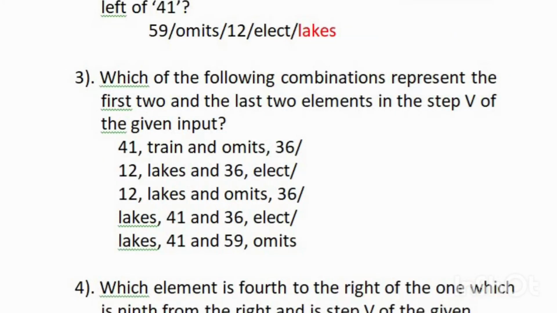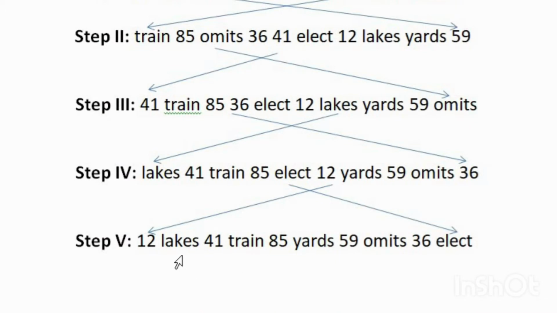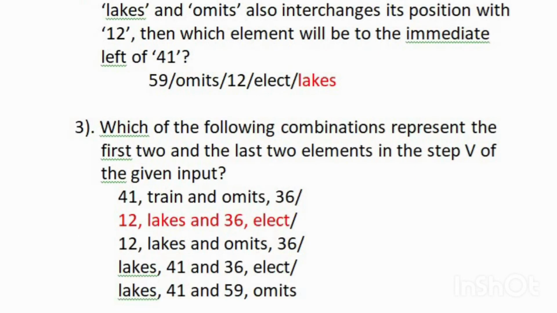Which of the following combinations represent the first 2 and the last 2 elements in step 5 of the given input? That is, in the last step, final step, step number 5, which are the first 2 and the last 2 elements? The first 2 elements are 12 and lakes, and the last 2 elements are 36 and elect in step number 5. So the answer is 12 lakes and 36 elect. That is, second option is the right choice. Now going to the fourth question.